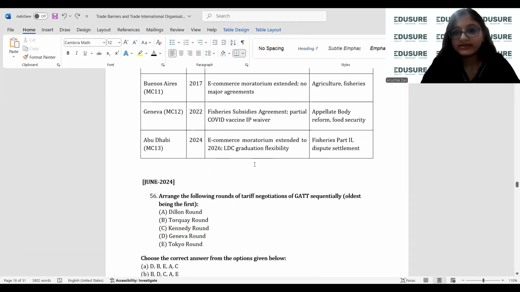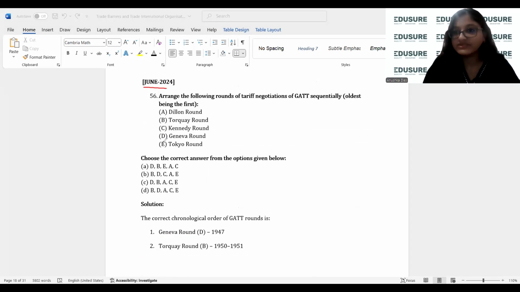Now let's see the question. This is a recent question, June 2024, exactly from the rounds that we have seen so far. Arrange the following rounds of tariff negotiations of GATT sequentially. See, a recent question, exactly the thing that I taught you. Oldest to the recent: Dillon round, Torquay round, Kennedy round, Geneva round, Tokyo round. For that, you don't have any other option but to know the sequence.